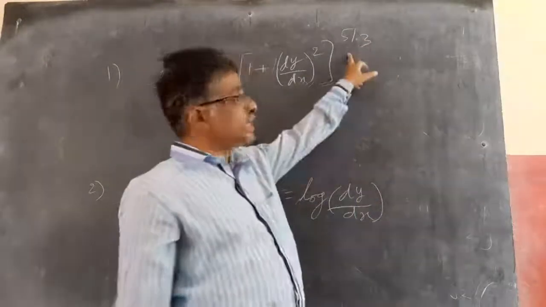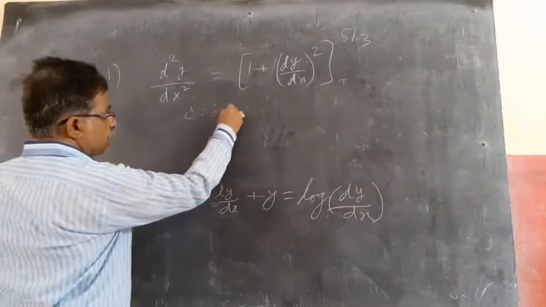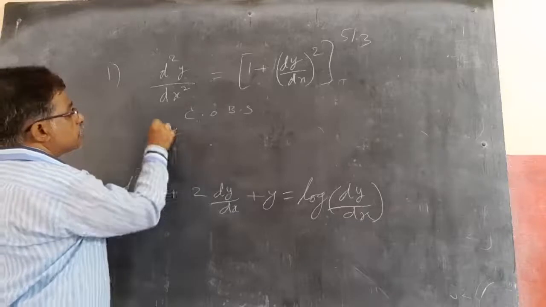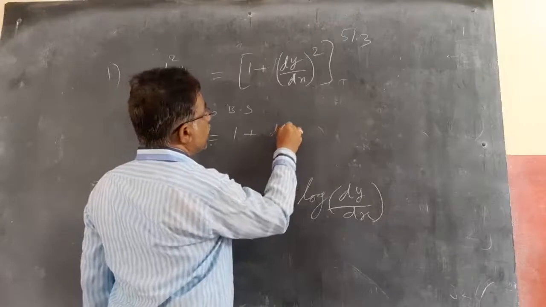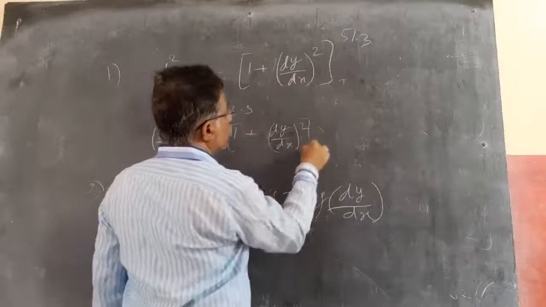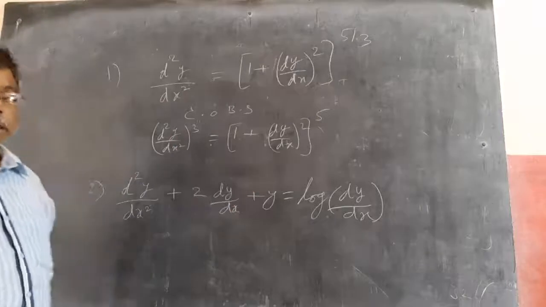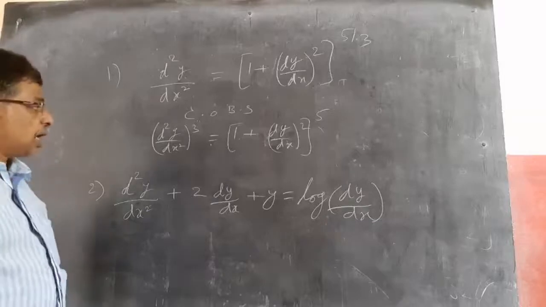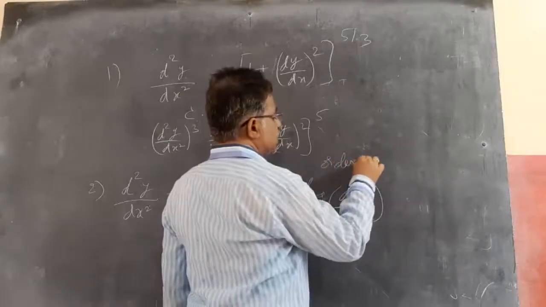So to make this an integer, cubing on both sides. What happens? (d square y by dx square) whole cube equal to (1 plus (dy by dx) whole square) whole power 5. Now if you expand this, you will get a polynomial. Now, what is the degree? Highest power of the highest order, I told. Highest order is 2. So the order of the equation is 2.